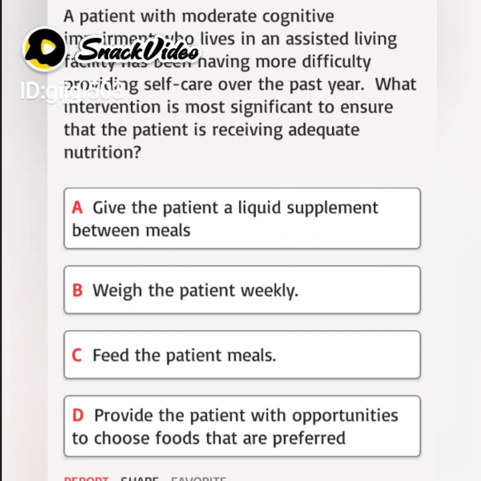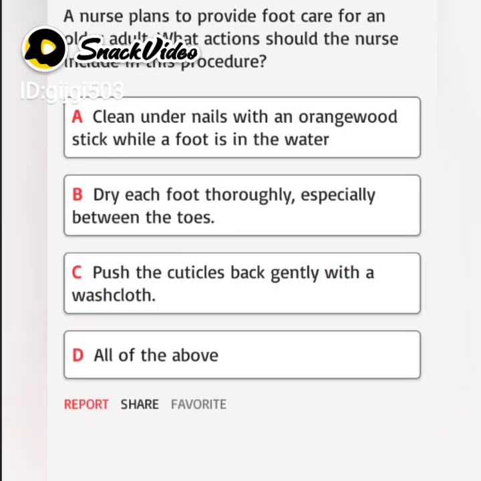A patient with moderate cognitive impairment who lives in an assisted living facility has been having more difficulty providing self-care over the past year. What intervention is most significant to ensure that the patient is receiving adequate nutrition? A, give the patient a liquid supplement between meals. B, weigh the patient weekly. Correct answer.